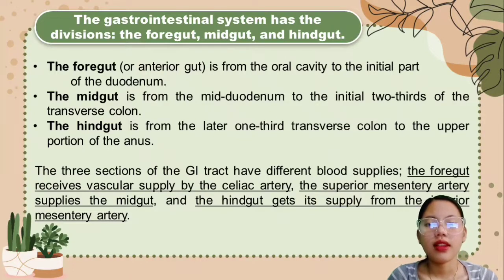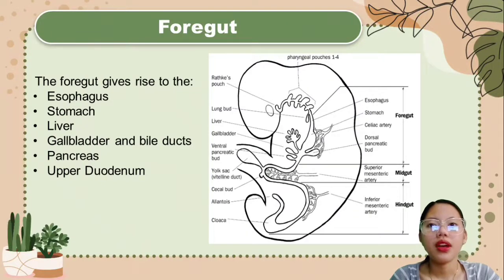So the 3 sections of the GI tract have different blood supplies. The foregut receives its vascular supply from the celiac artery. The superior mesenteric artery supplies the midgut, and the hindgut gets its supply from the inferior mesenteric artery. So the foregut gives rise to the esophagus, stomach, liver, gallbladder and bile ducts, pancreas, and upper duodenum.